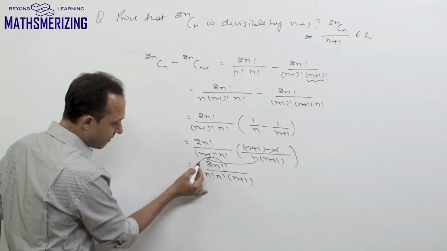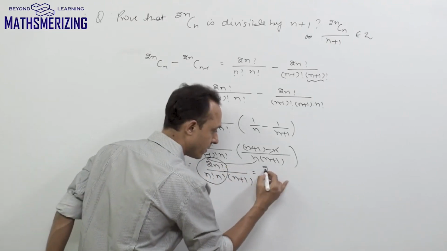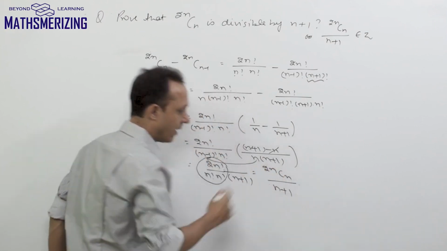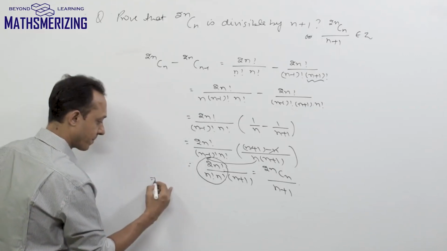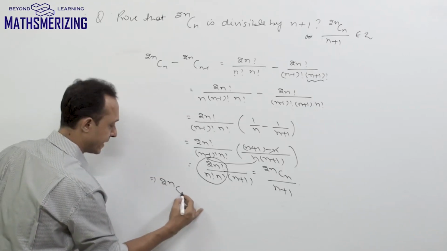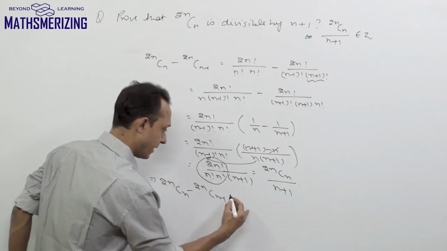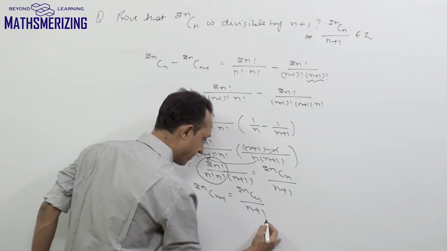Now 2n factorial upon n factorial, it is nothing but 2nCn upon n plus 1. So from here the result is twice nCn minus 2nCn minus 1, and this is 2nCn upon n plus 1.